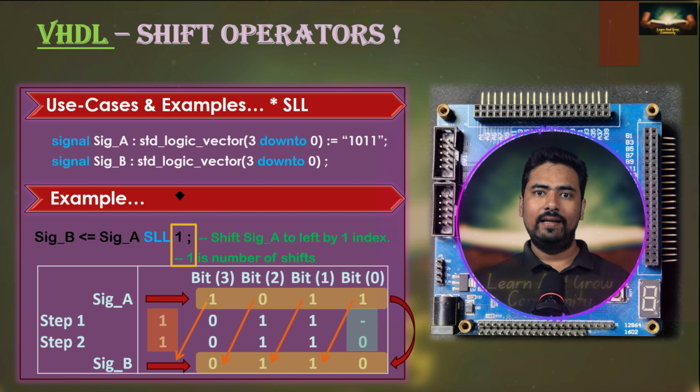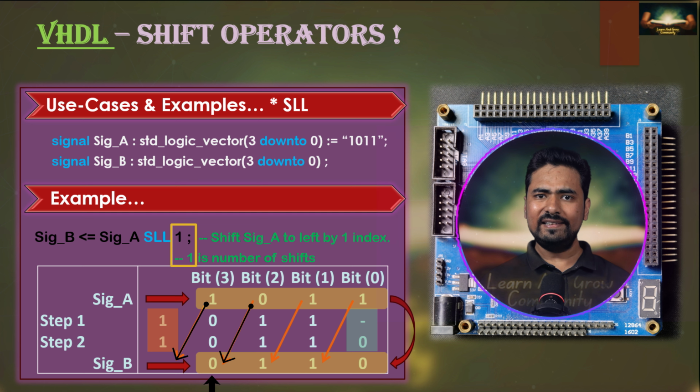As I said, you can specify how many times your data will shift in the array. So here this 1 specifies that. Means in this statement data will be shifted by one index to the left. So sig A is initialized with 1011. Step 1 is shifting this data to the left by one index. So look at step 1. Here we have shifted 1011 by one index to the left. So the bit 3 or index 3 is out of this range now.